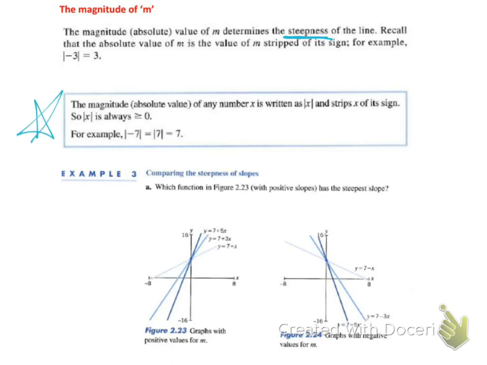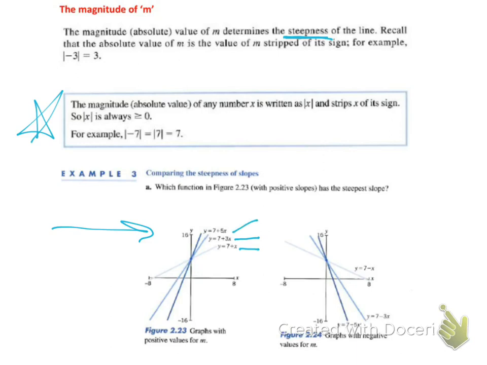So now let's look at the three equations we have graphed in 2.23. They all have the exact same intercept. That intercept is 7. Then you have least steep, slope is 1. A little steeper, slope is 3. Most steep with the highest absolute value, slope is 5.